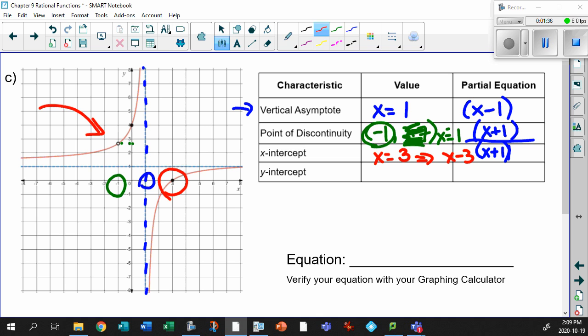Y-intercept, yep, it's there as well. The y-intercept's all the way over here at 4. So, of course, the y-intercept at y equals 4 just means (0, 4), and that's going to help us find the a value. So, here we go.